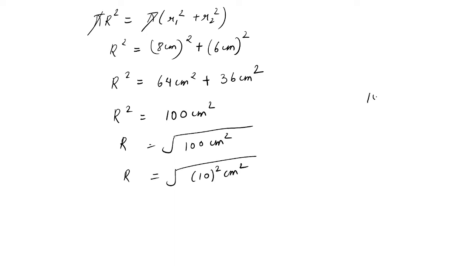Right, because 10 square means what? It means 10 into 10, so this means 100. So 10 square is equivalent to 100, so I can do this. So square, square, all this can cancel out, so the radius will be equal to 10 centimeter.